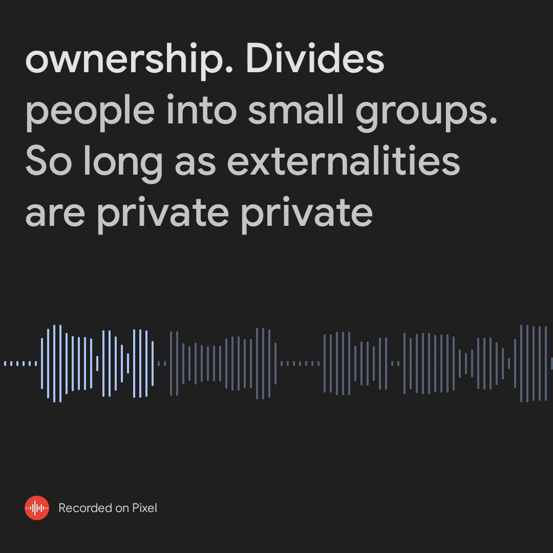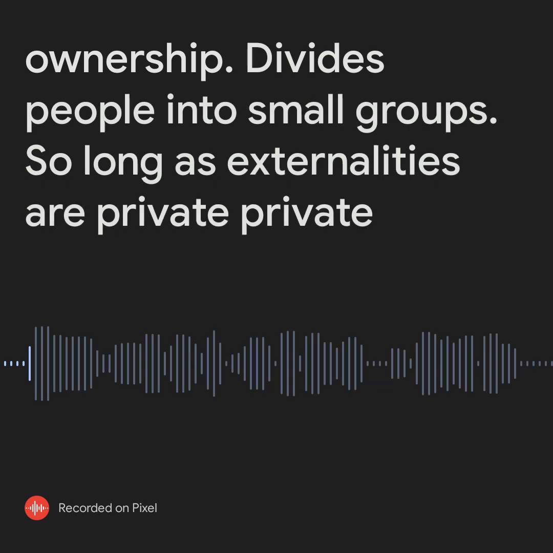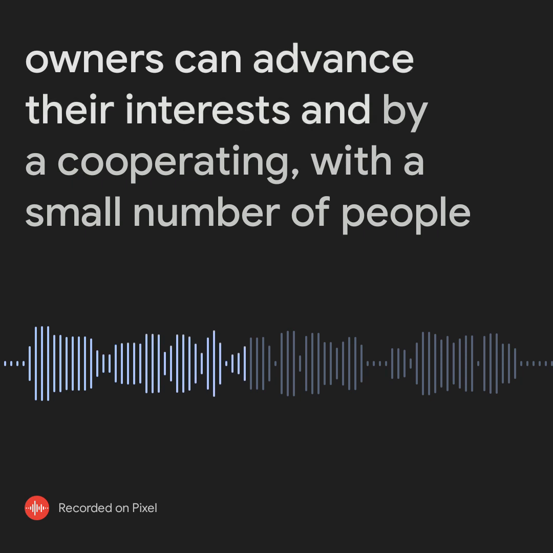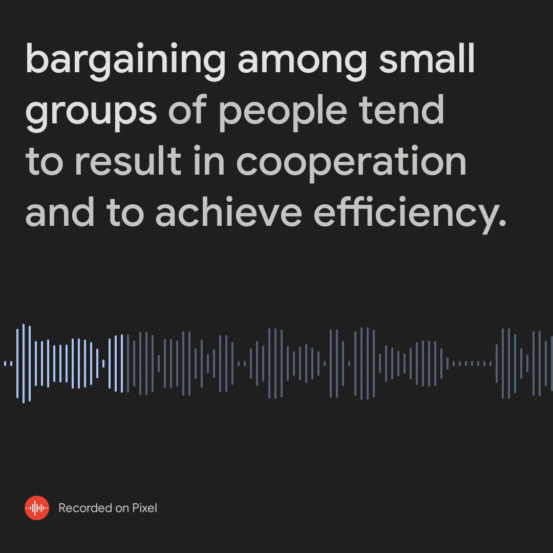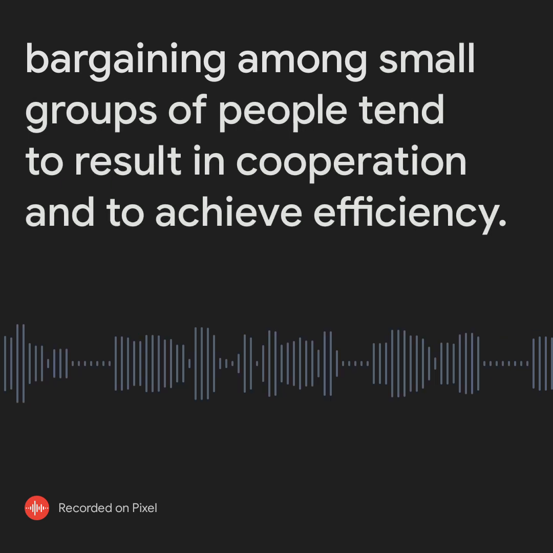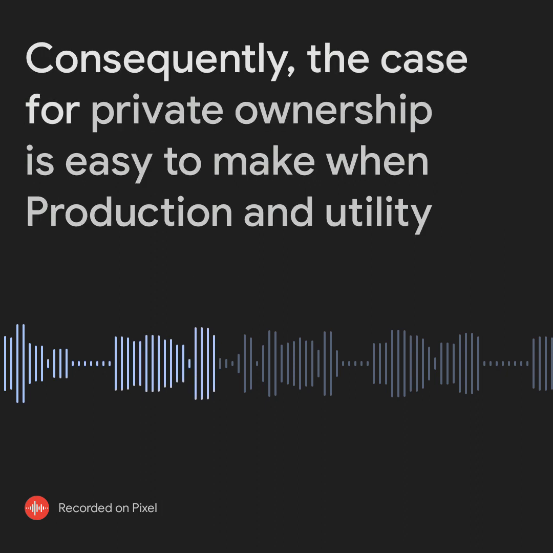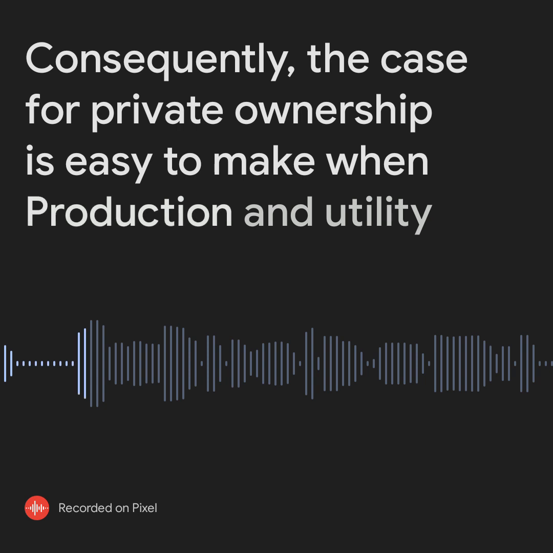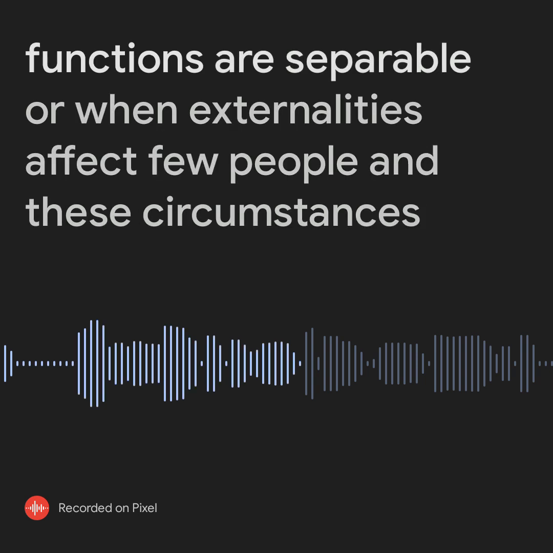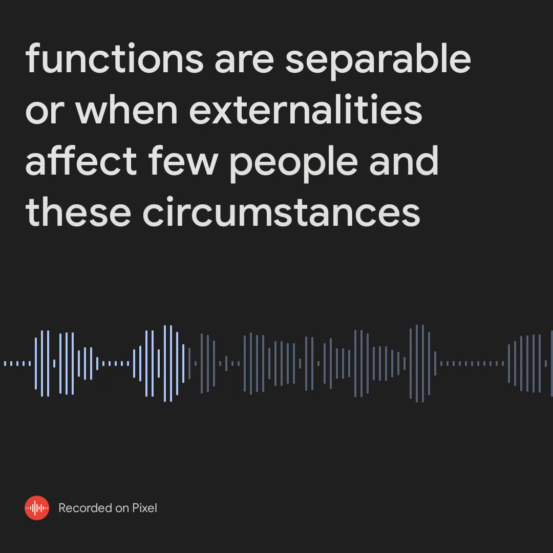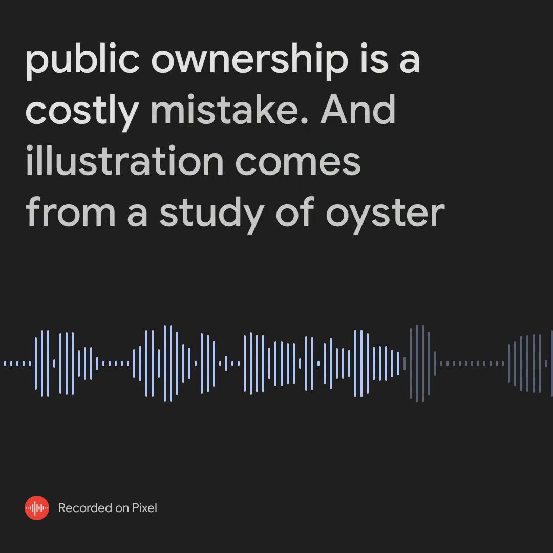Private ownership divides people into small groups. So long as externalities are private, private owners can advance their interests by cooperating with a small number of people. Bargaining among small groups of people tends to result in cooperation and to achieve efficiency. Consequently, the case for private ownership is easy to make when production and utility functions are separable or when externalities affect few people. In these circumstances, public ownership is a costly mistake.